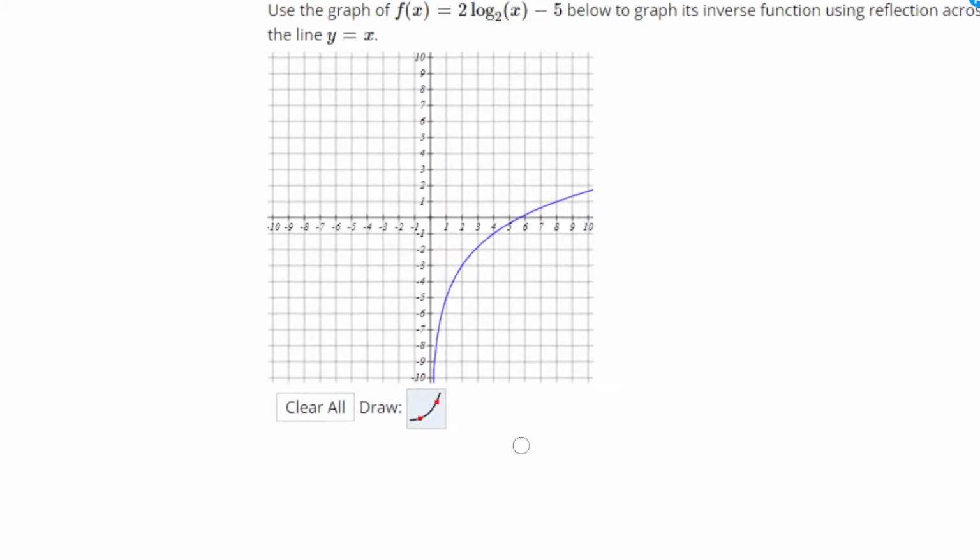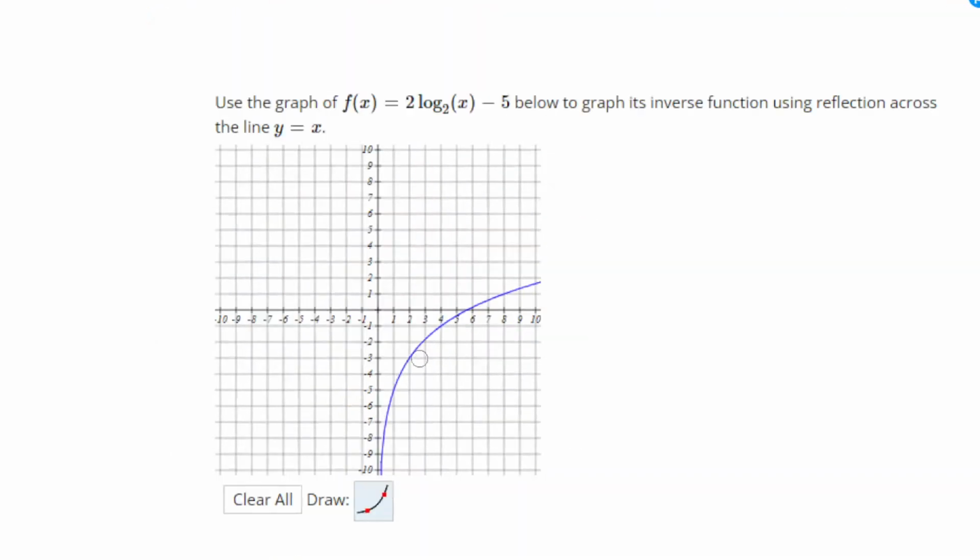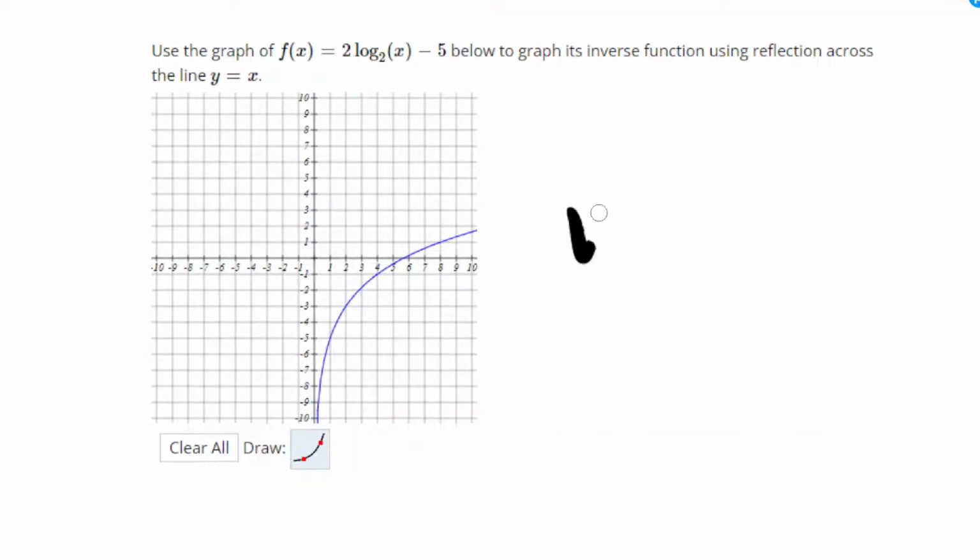Okay, so let's just hop into it. We want to use the graph of f of x equals 2 log base 2 x minus 5 below to graph its inverse function using reflection across the line y equals x. There are lots of different ways to do this. I'm just going to swap the x and y values. It says you can reflect across the line y equals x, but that's exactly the same thing.